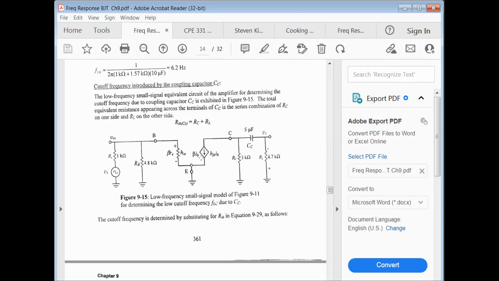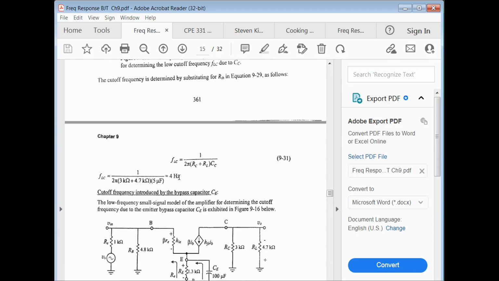The voltage of this dependent source here is basically 0. So this is basically an open circuit. So the only resistance we see is these two resistors right here. That gives our Thevenin of C sub C.